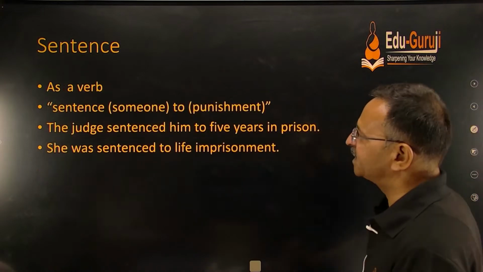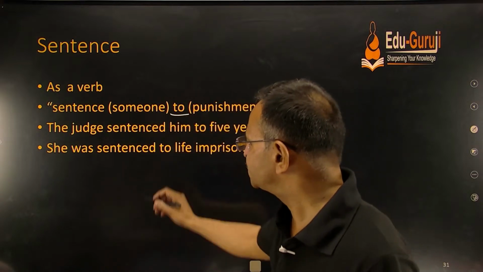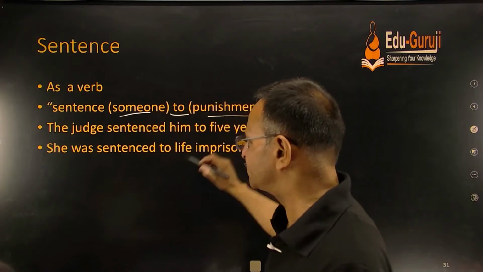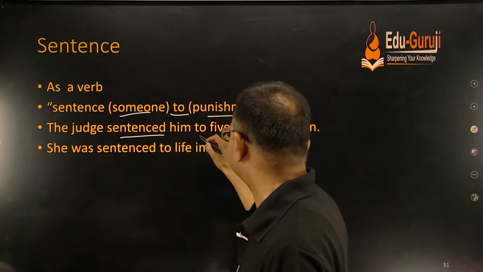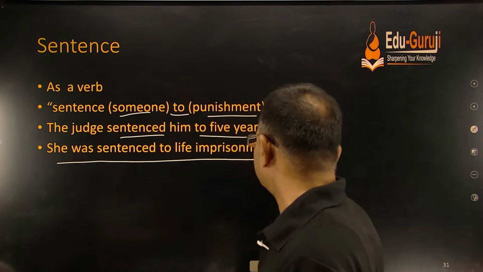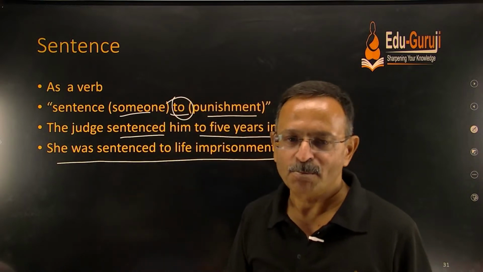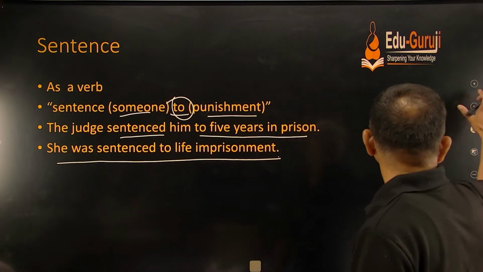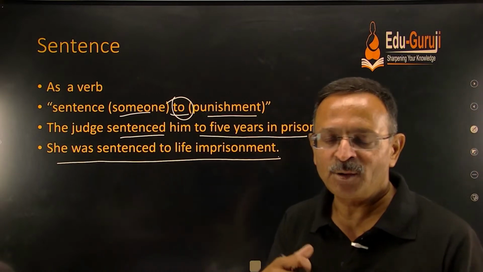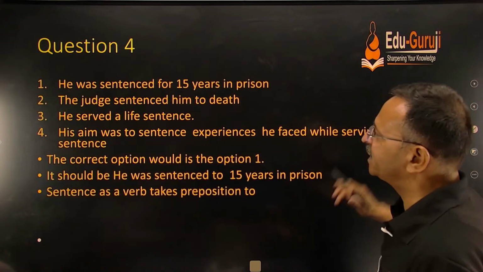Then let's go to the next one. As a verb, it takes to. So, sentence someone to punishment. The judge sentenced him to 5 years in prison. She was sentenced to life imprisonment. So as a verb, it will take what? To. Let's go to the next one. I think it must be clear to you. Let's go to the next one.